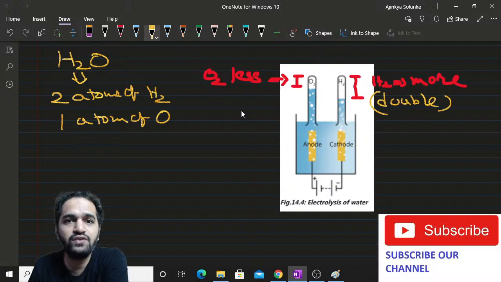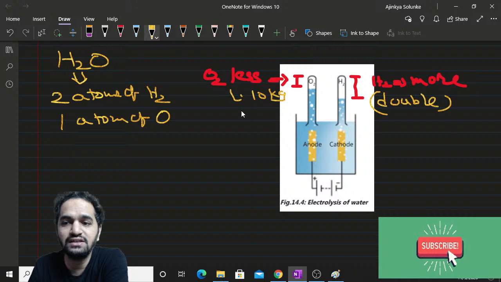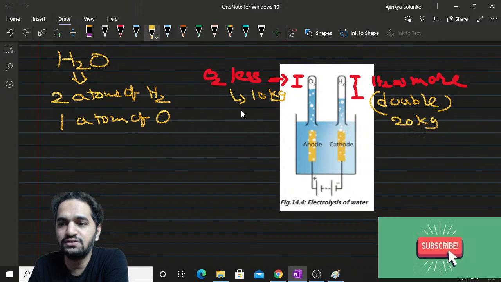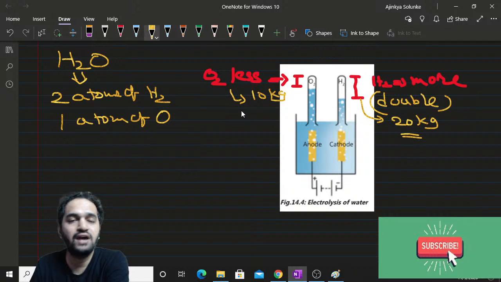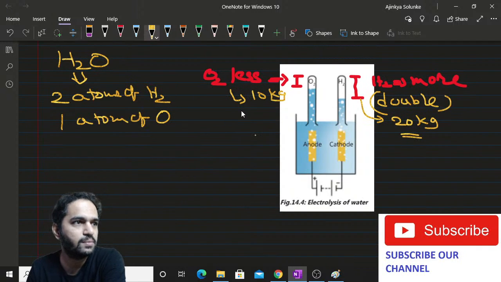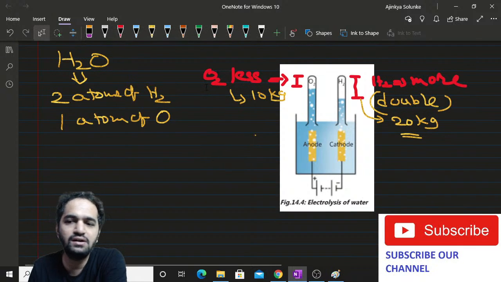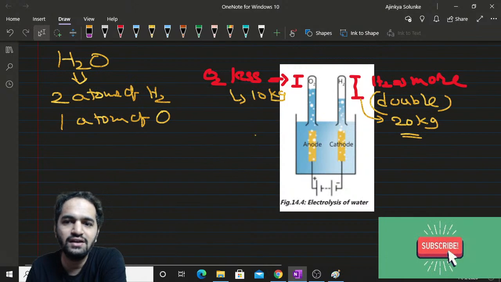So that means if we are getting oxygen as 10 kg, hydrogen we will get as 20 kg. Are you understanding this? Okay, that's a very simple explanation. This is also not in your syllabus, but I am just giving you an observation.